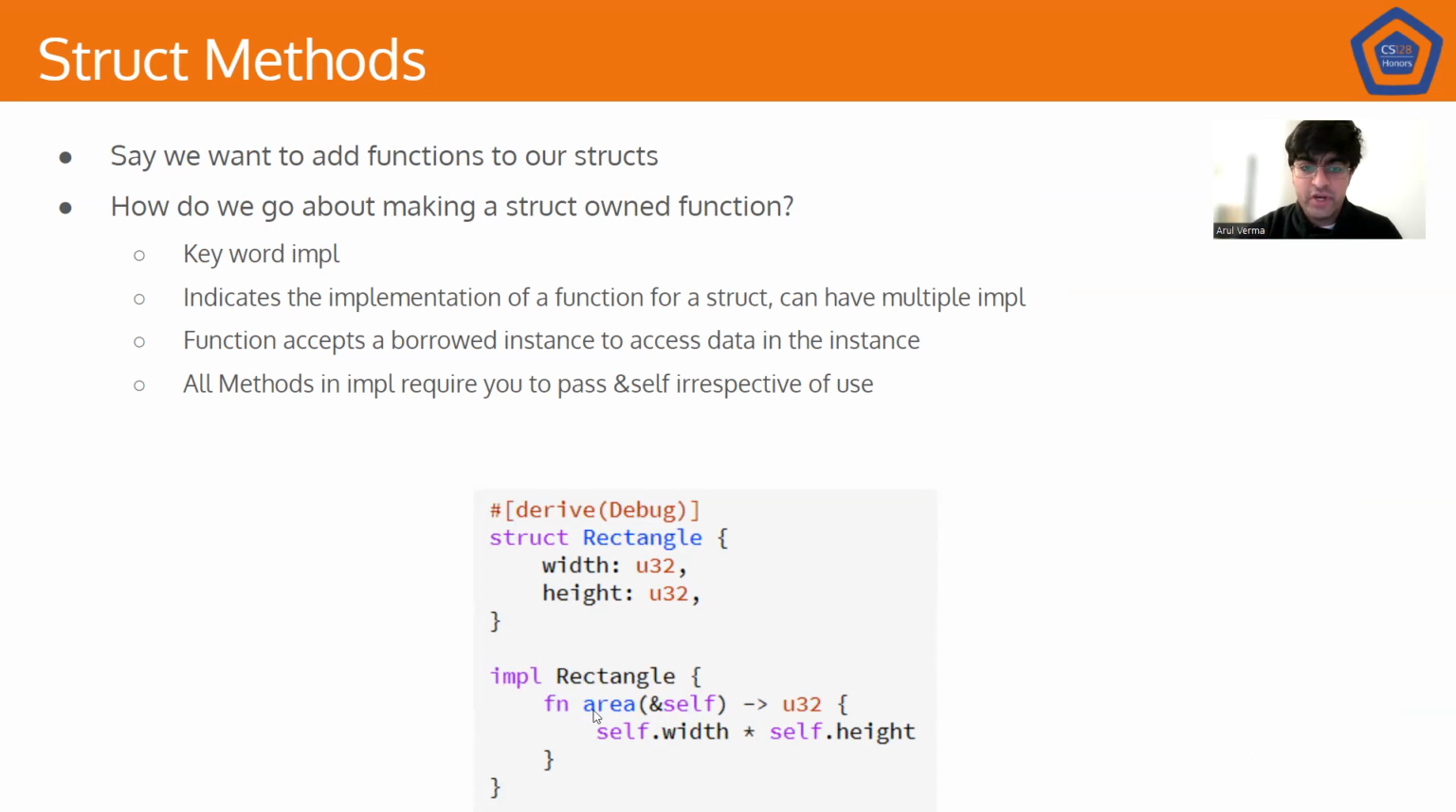The thing to note about function area is that we pass in ampersand self. This is the equivalent of passing self in Java or C++, and it's used to give your own data to this function before it's returned after the function ends. All methods in impl require you to pass ampersand self irrespective of use. There is one exception, and we're going to get into that in a minute. This is useful if you're trying to get data inside the function or do some sort of operation, and it allows you to segment your code by passing yourself in, doing that operation, and then passing yourself back out.